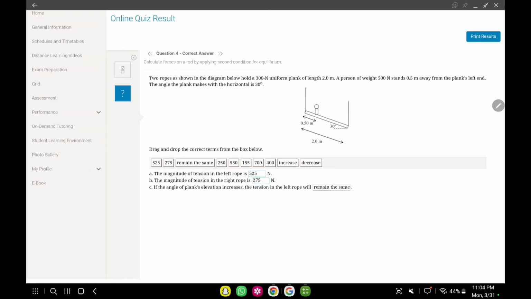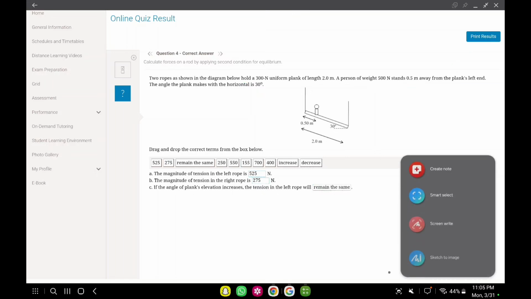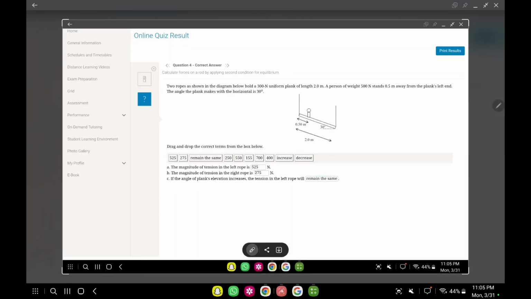They want you to find the tension in the left rope and the right rope, and if the angle of the plank's elevation increases, what will happen. So let's take a look here. Obviously here we have an equilibrium. Well, it's not obvious, but they're pretty much telling you the ropes are holding it, and they have a person standing. They didn't say it's moving at all. When they tell you it's moving or accelerating, that's when you assume that it's not at equilibrium. Anyway, we weren't taught to solve anything other than equilibrium. So in this case, it's at equilibrium.